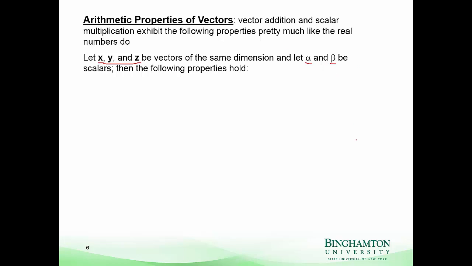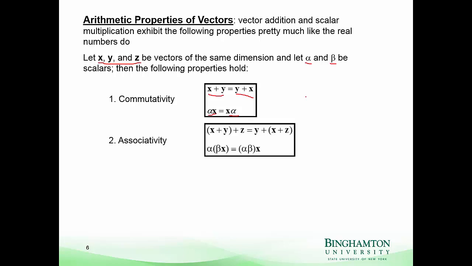We can state the following properties that must hold. So, commutativity, and these properties carry over from what you're familiar with from just regular old real numbers. It doesn't matter whether I add x plus y or I add y plus x, I get the same answer. It doesn't matter whether I multiply from the left or multiply from the right, I get exactly the same answer. Now we have associativity.